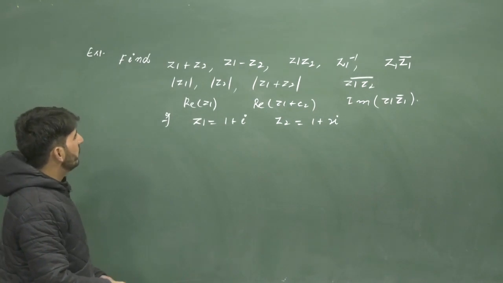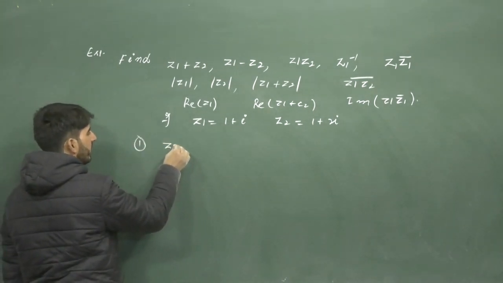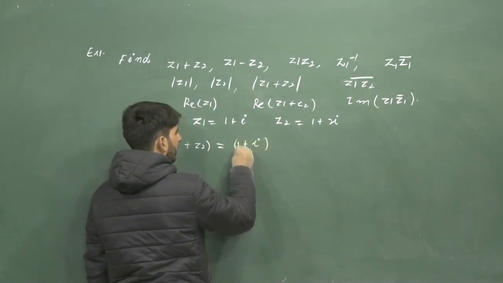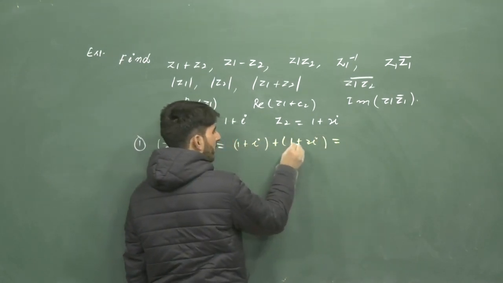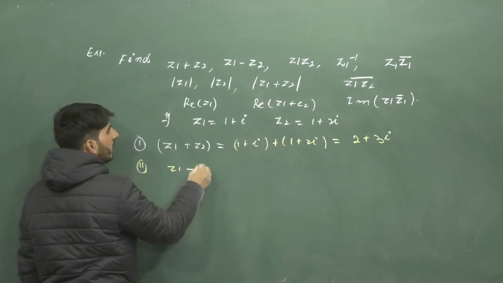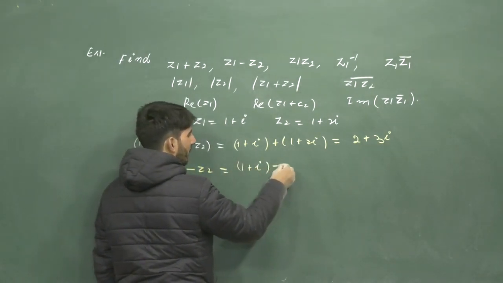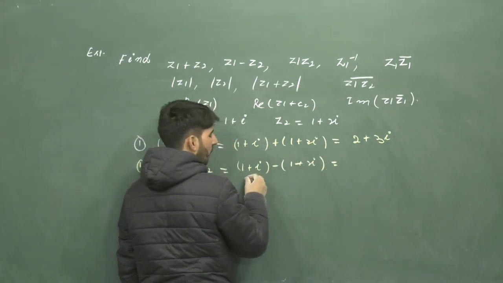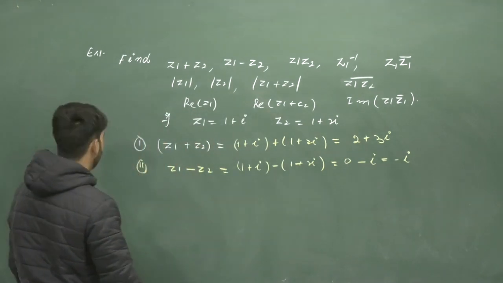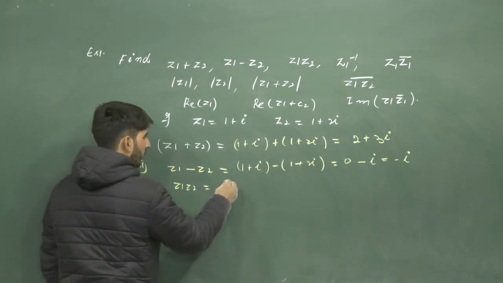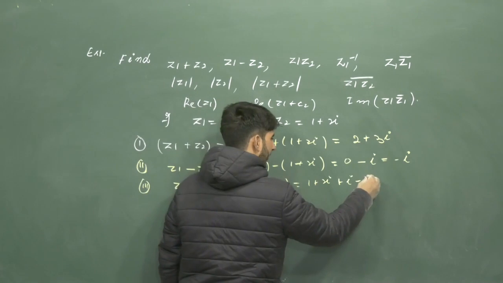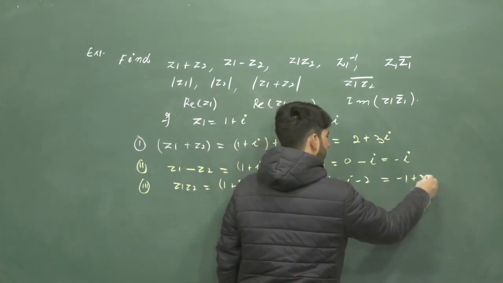So we have to find z1 plus z2, z1 minus z2. First part here, z1 plus z2 is 1 plus i plus 1 plus 2i, which is equal to 1 plus 1 is 2, plus 3i. Second part is z1 minus z2, which is 1 plus i minus (1 plus 2i). This is 0 minus i, which is minus i. And third one is z1 into z2, which is (1 plus i) into (1 plus 2i), which is 1 plus 2i plus i minus 2, which is minus 1 plus 3i.